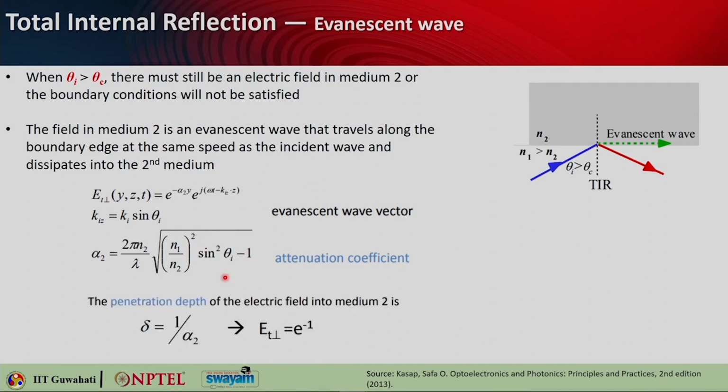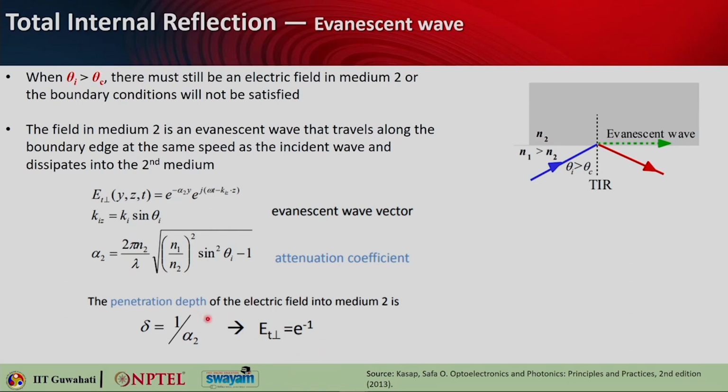So we can consider penetration depth in this particular medium 2 as a depth delta. Delta can be taken as 1 over alpha 2. So if you take y equal to delta, that is 1 over alpha 2, what do you find? You find this field comes down to e to the power minus 1. So that is where the definition of penetration depth comes in. Penetration depth is the depth where the field goes to 1 over e of the initial value, and that is how it is obtained.